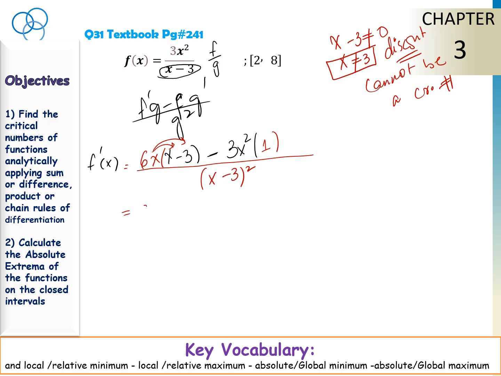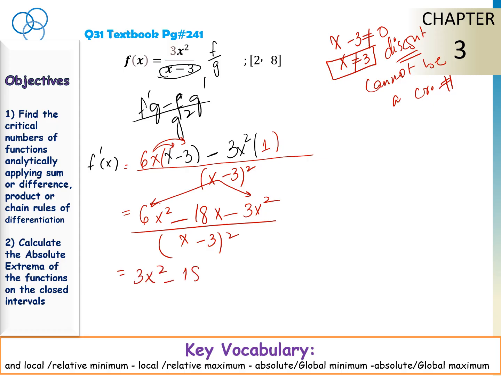So 6x times x is 6x square, minus 6x times 3 gives us negative 18x, minus 3x square, divided by x minus 3 whole square. Now 6x square minus 3x square gives us 3x square minus 18x divided by x minus 3 whole square. Set the equation equal to 0. Now the denominator has the discontinuity, so denominator multiplied by 0 is 0 and you will not take this point at all. So set the numerator only equal to 0.